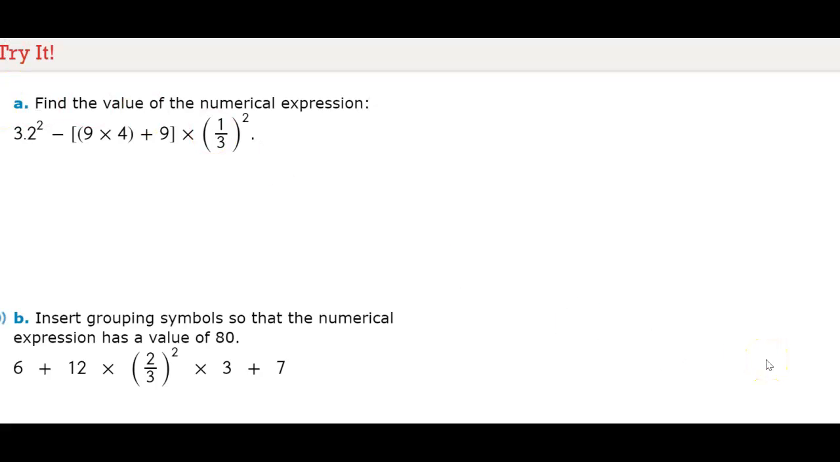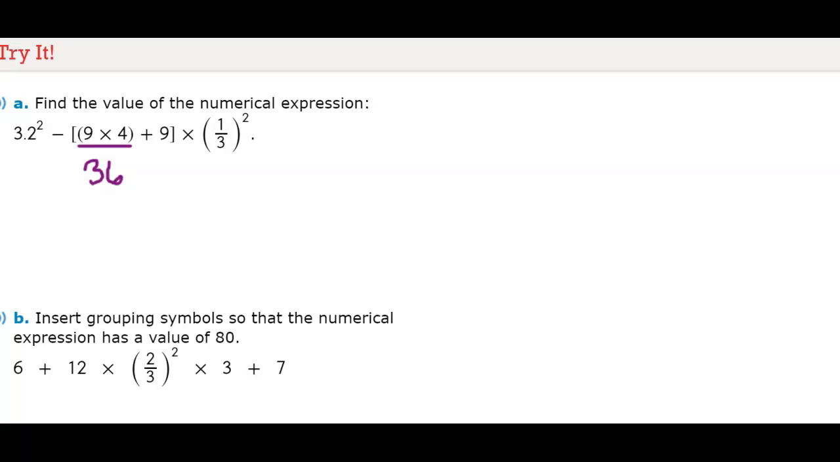Part A. Find the value of the numerical expression 3 2/10 squared minus the quantity 9 times 4 plus 9 times the quantity 1/3 squared. Okay, we're going to start with our grouping. So we do have brackets, and then inside of those brackets we have parentheses. So we're going to do our parentheses first, which is 9 times 4. That is equal to 36.